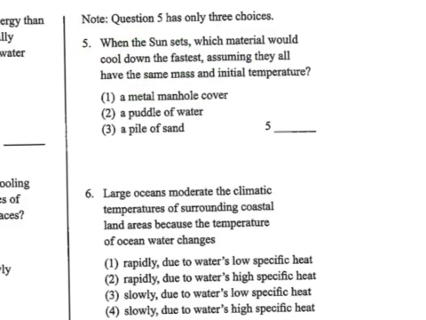Question number 5. When the sun sets, which material would cool down the fastest, assuming they all have the same mass and initial temperature? So we're looking for which material is going to cool the fastest. Remember that something that heats up quickly also cools down quickly. So you are looking for something with a low specific heat.